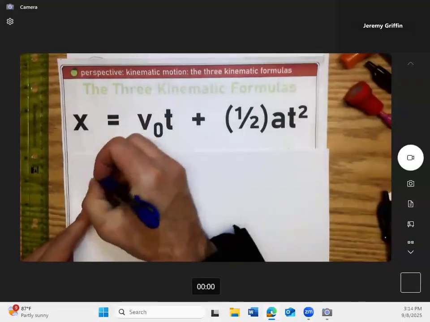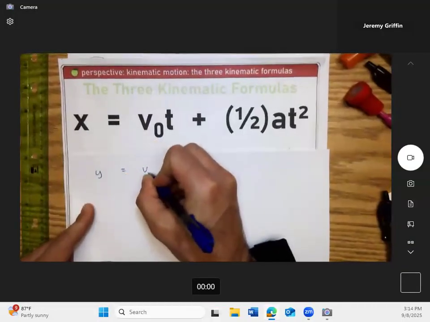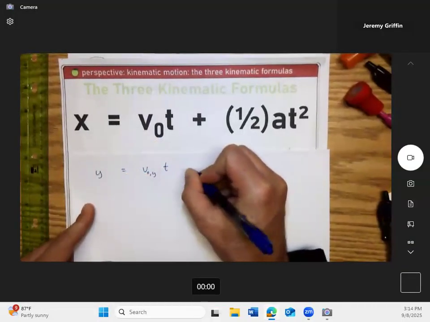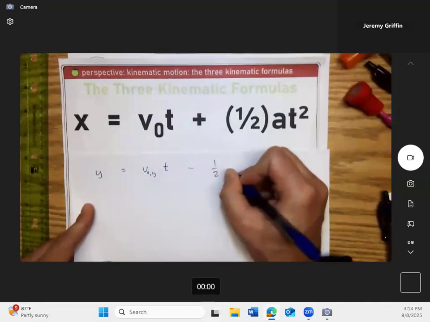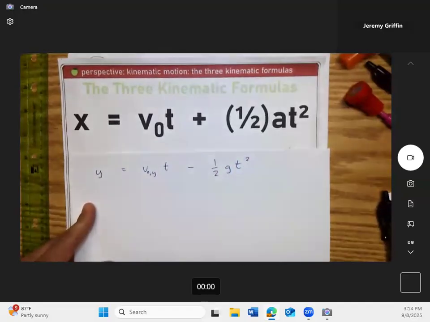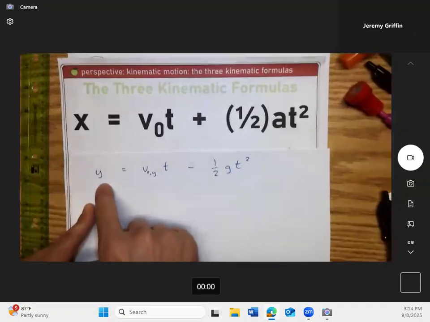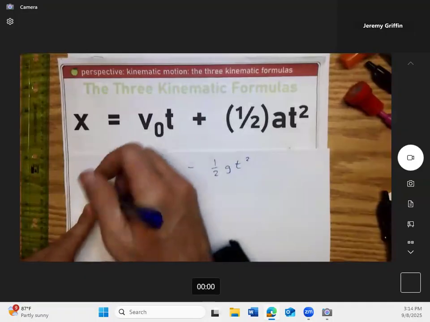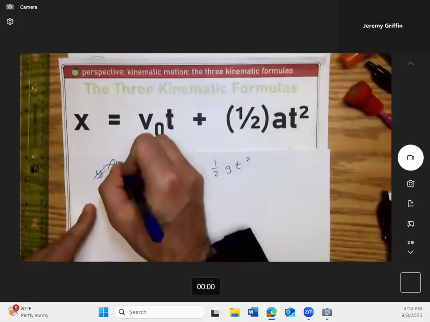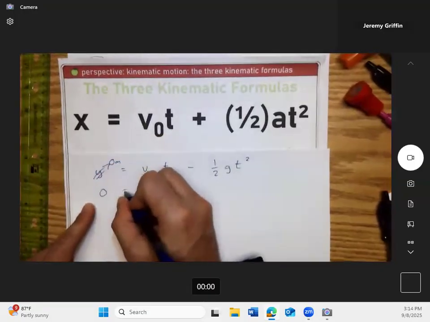So the first one, I'm going to say y equals v naught y t, let's say minus 1/2 gt squared. Can that be a modified version, the first one? But if you're going from the ground back to the ground, what is the y equal to again? 0. Yeah, 0. This is 0 meters. In that case, 0 equals.